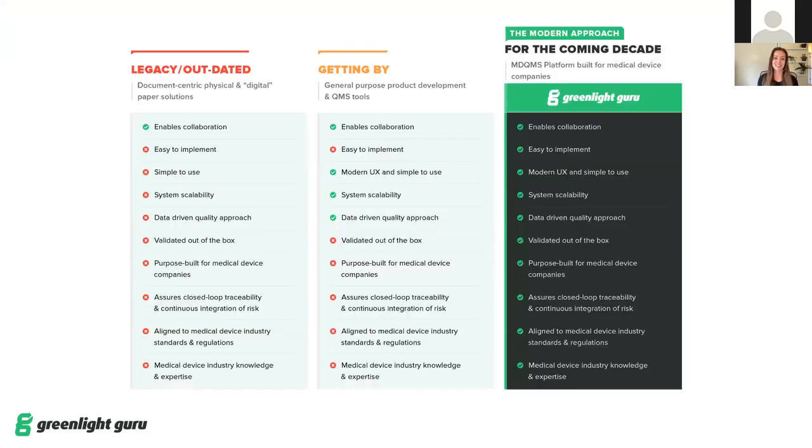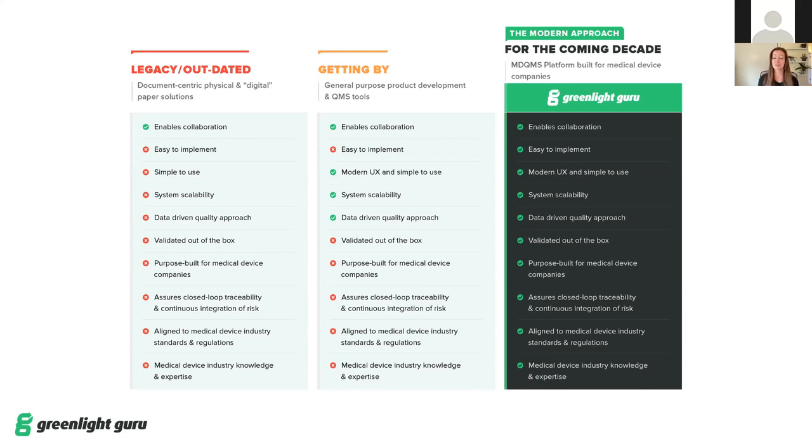So our next slide here is looking at the comparison of those three different options. The first is that legacy, outdated, document-centric, physical, not digital, paper solutions. It can be, once again, that combination of a physical stack of papers, as well as using Google Drive or Teams.